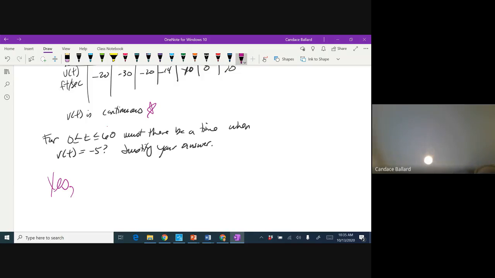Okay, so yes. We want to say something like, since our function v of t is continuous, the IVT applies. You may abbreviate IVT. It stands for Intermediate Value Theorem.